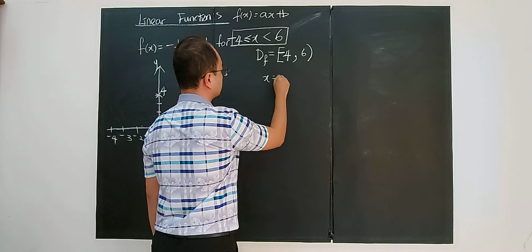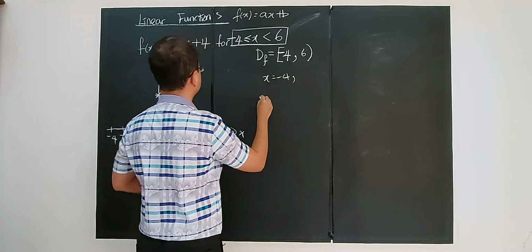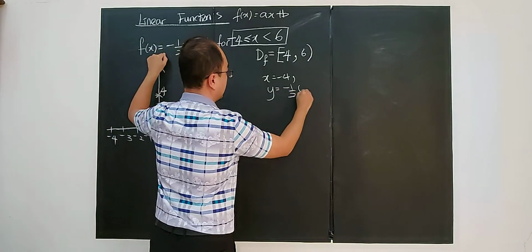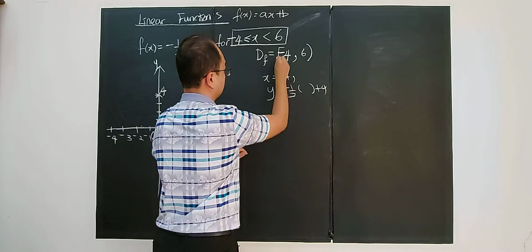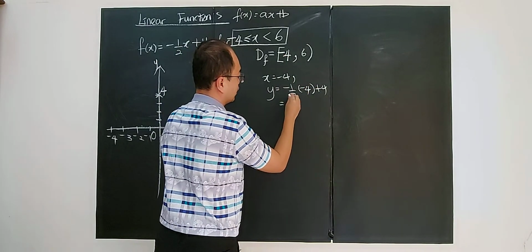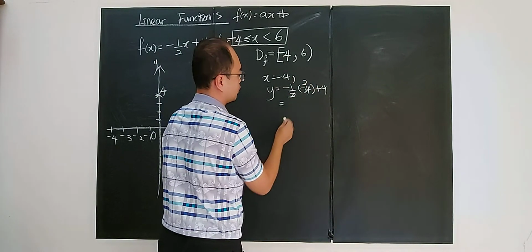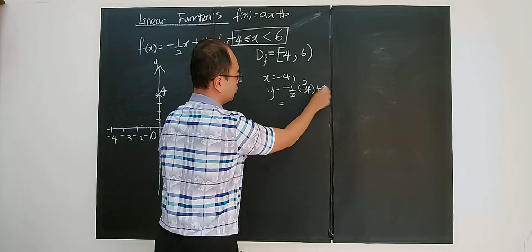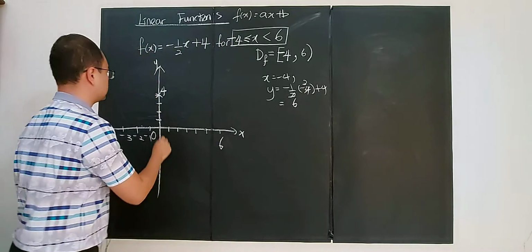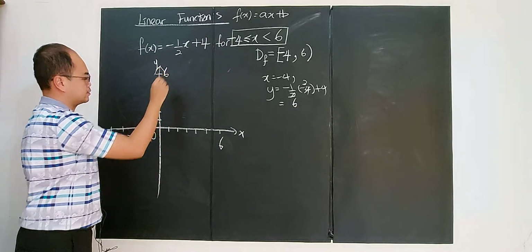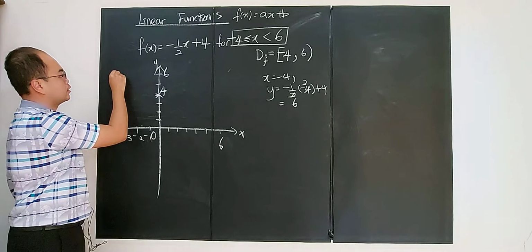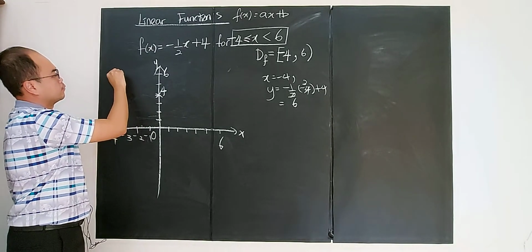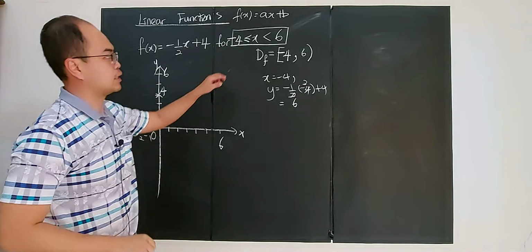So when x equals to -4, what is your y? Your y will be -½x + 4. Substitute the -4 here. You will have positive 2, 2 plus 4, you have 6. So during -4, there's 6 here. I'm going to make this a solid circle because of the equal sign here.